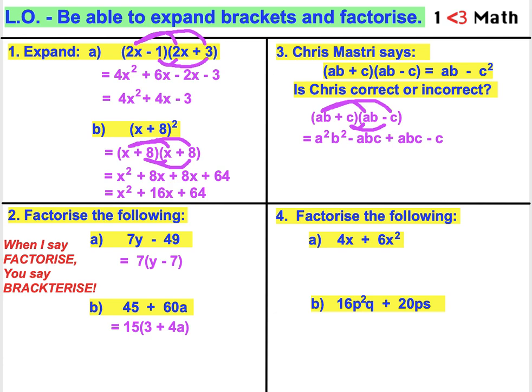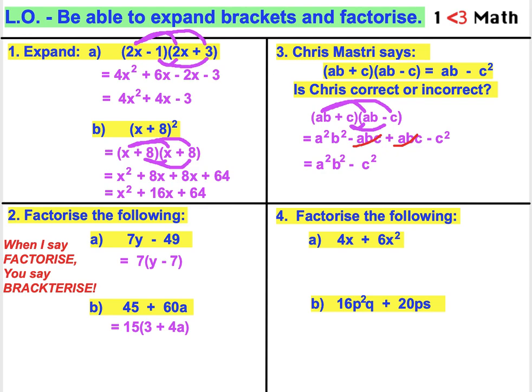So then we've got C squared, because it's C times C, and that's negative because it's a plus times a minus. So then we can simplify, and the minus ABC and the plus ABC, they're going to cancel out. It's like minus 2 plus 2, that would be 0. Minus ABC plus ABC, they cancel out. So we're left with A squared, B squared, minus C squared. So what Chris Mastry has forgotten to do is he's forgotten to square the A and square the B when we're multiplying them together. So he's wrong.